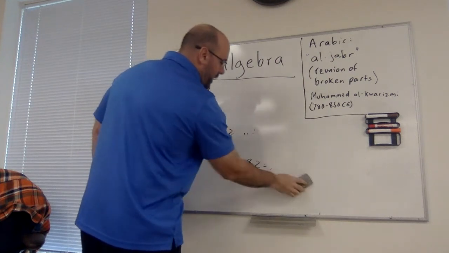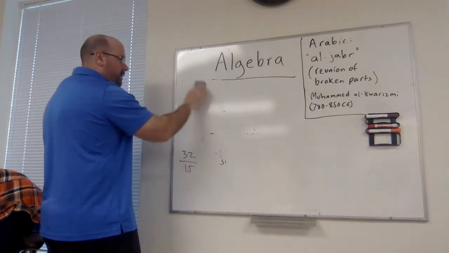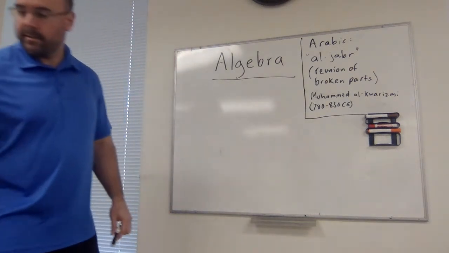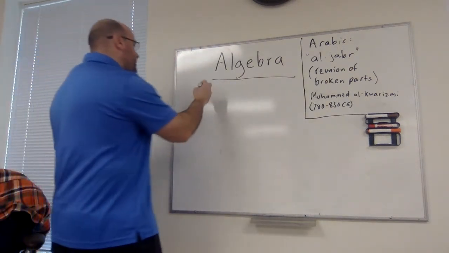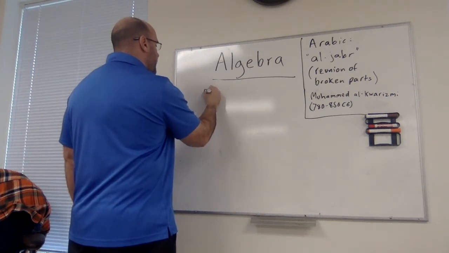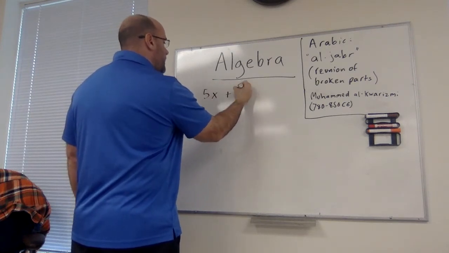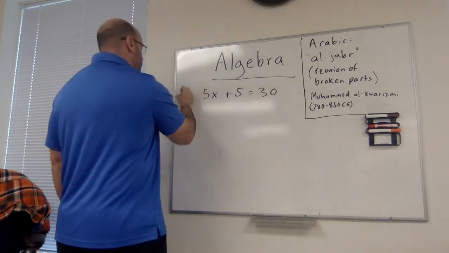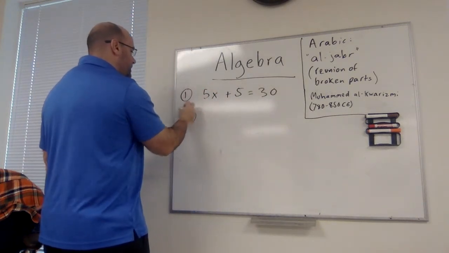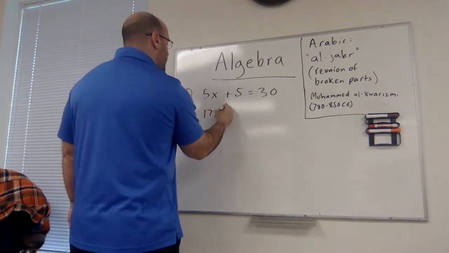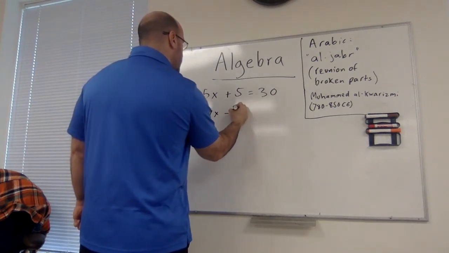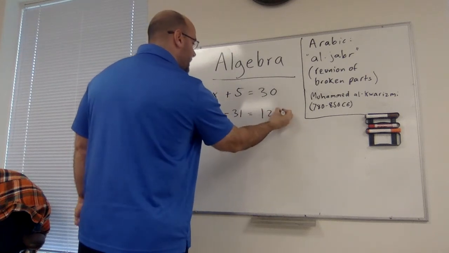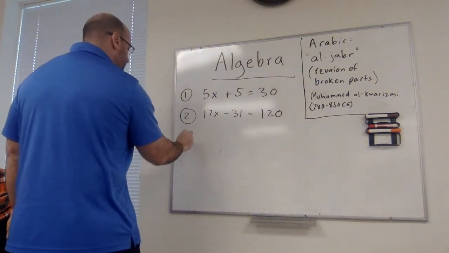Let me write some follow-up problems for you guys to do. I can't promise they're going to be perfect, but I can say that they are going to be fun. 5x plus 5 equals 30. That one's an easy one. Second one, 17x minus 31 equals 120. I have no idea how that's going to turn out. I'm going to have to solve that one.